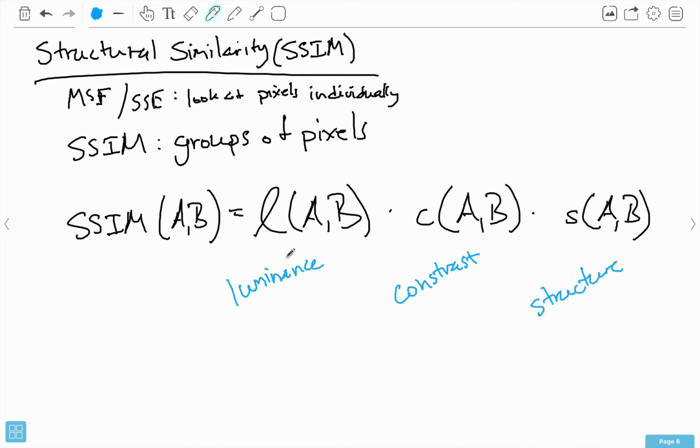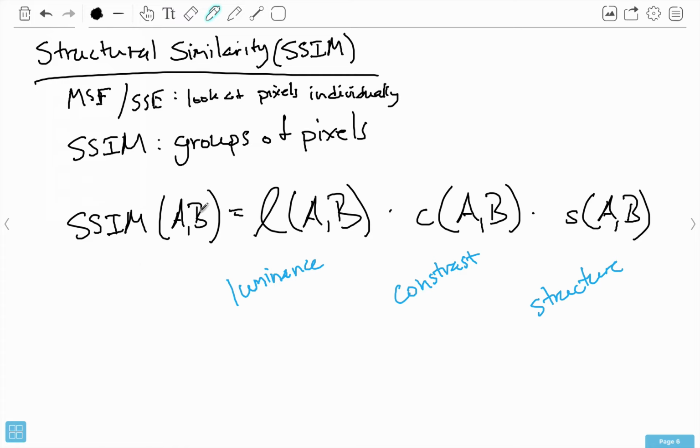I'm not actually going to expand this out, because there's an actual formula dealing with groups of pixels using statistics like the mean and variance. I don't want to expand that, because it gets more into statistics and histograms, and requires a pretty decent amount of knowledge about statistics.